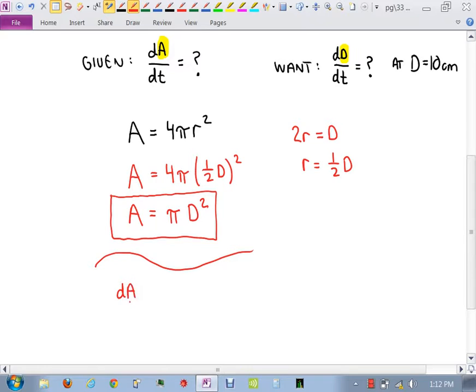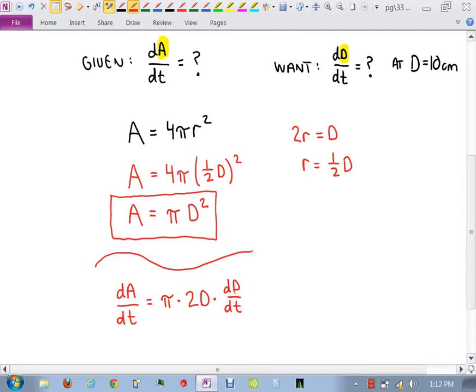dA/dt is the left side. Good. Pi is a constant, right? So pi, what's the derivative of d squared? 2d, chain rule, times dD/dt.